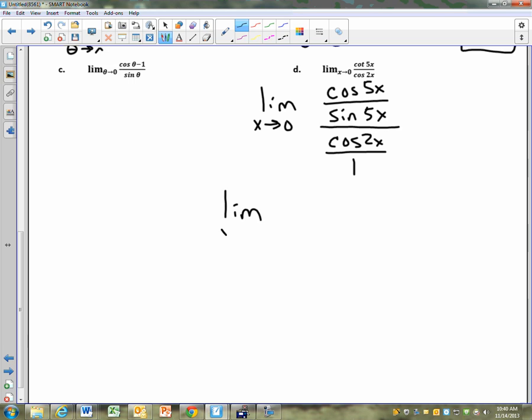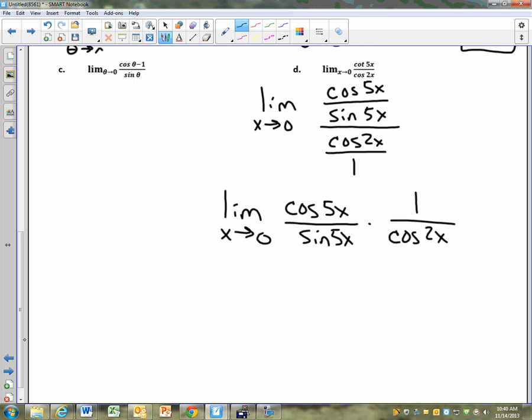I now have the limit as x approaches 0 of cosine of 5x over sine of 5x times 1 over cosine of 2x. Is everybody okay with that? Now let's just think about it, everybody. Is it okay to plug in 0 here? Yes, because the cosine of 0 is 1. But if you plug in 0 here, you get what on the bottom? 0. So, let me ask you, if you have a sine of 5x in the denominator, what do you want in the numerator?